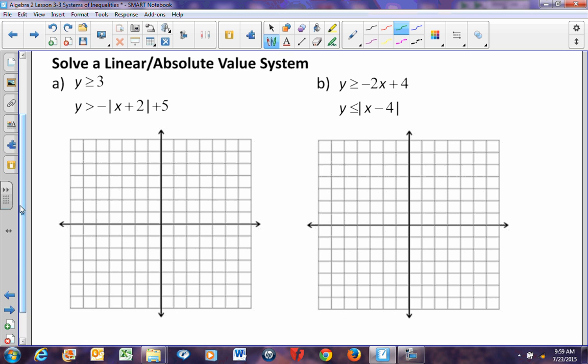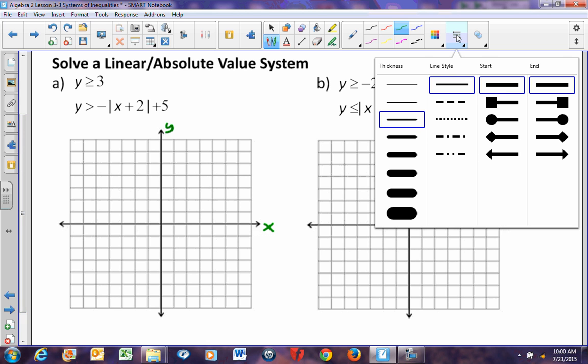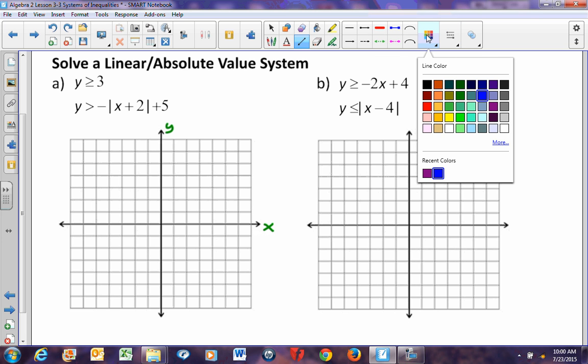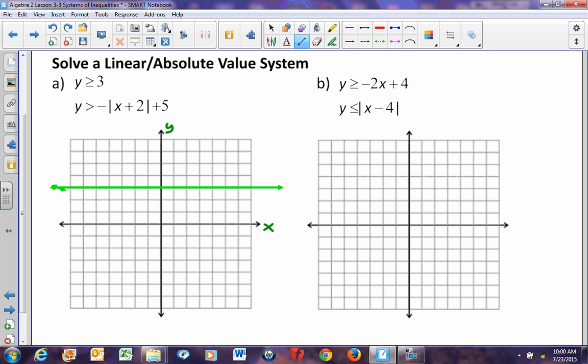A linear graph is pretty easy. y is greater than or equal to 3. If I was to graph my inequality, y is greater than or equal to 3, let's do this first. One line style, I need a solid line. I'm going to put it in green. So it's going right there, at 1, 2, 3. That's the line y equals 3, and the first inequality would be shading above it.